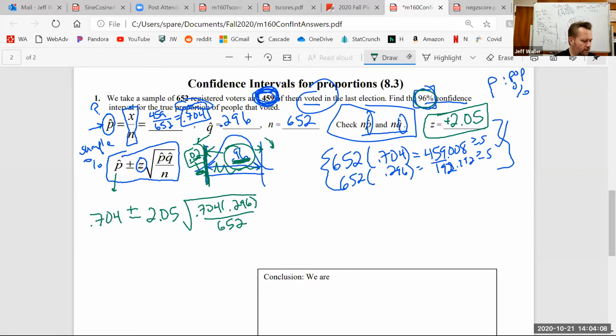Now, this is an adventure to get into the calculator correctly. So I'm going to let you try to get this error, and then I'll see if anybody needs me to show them how to get this in the old calculator.